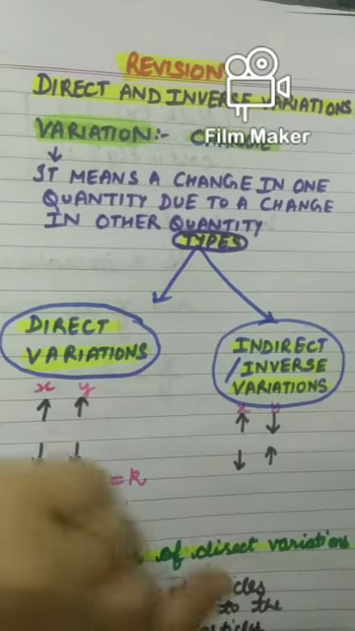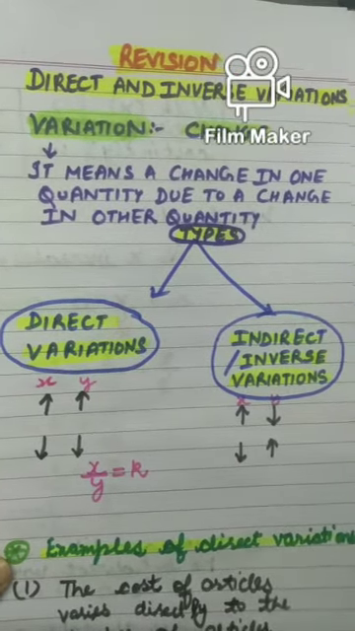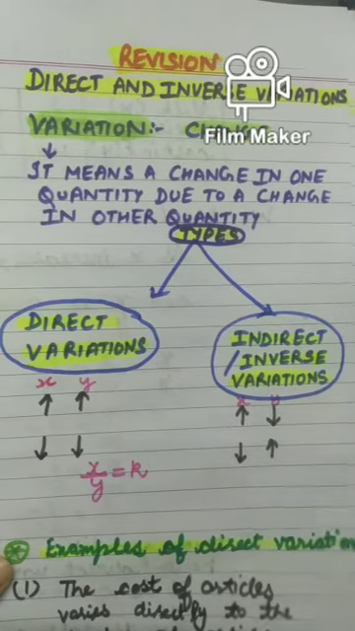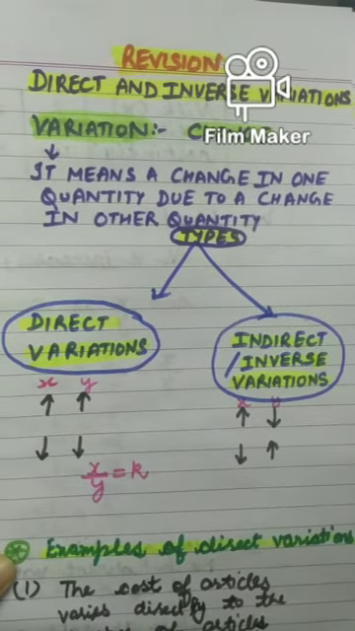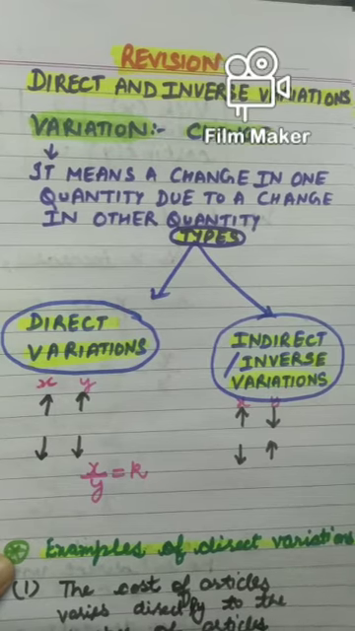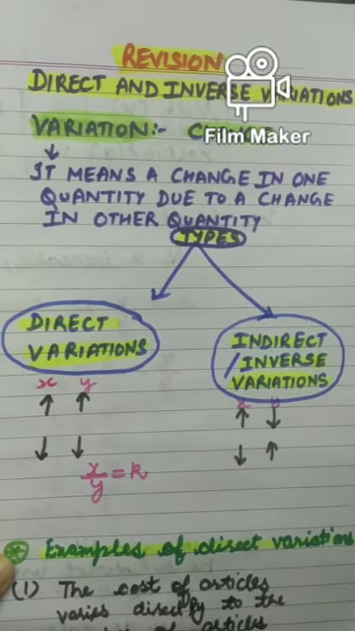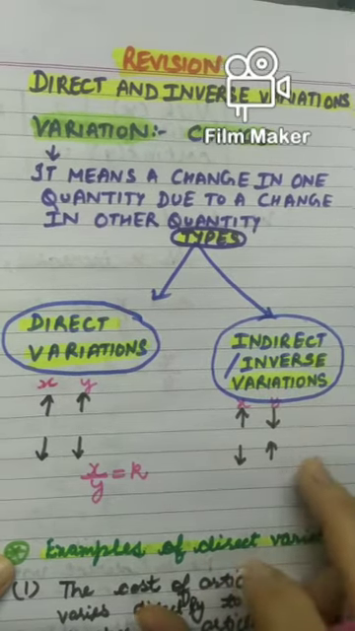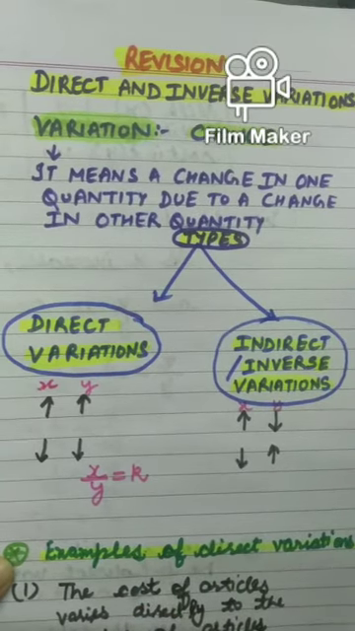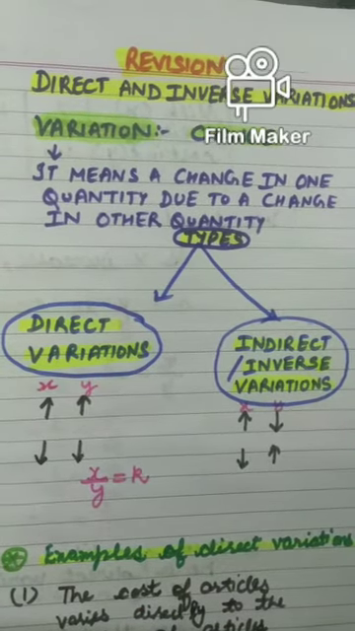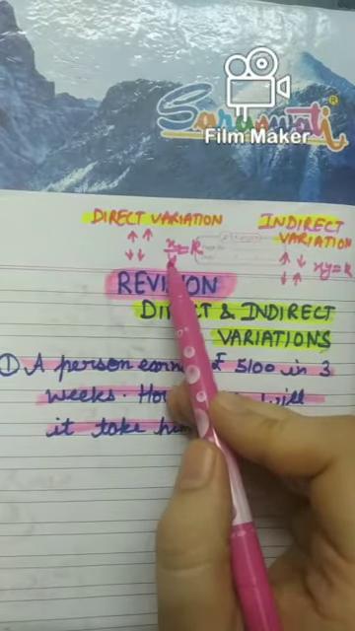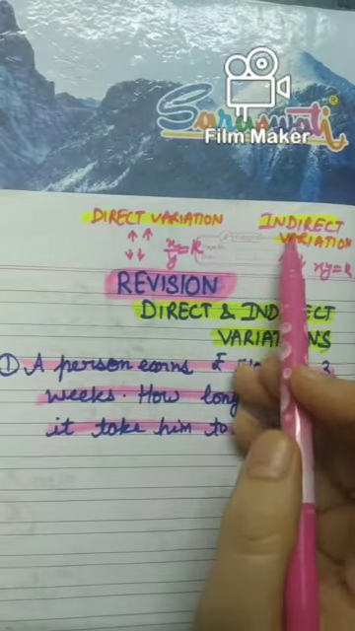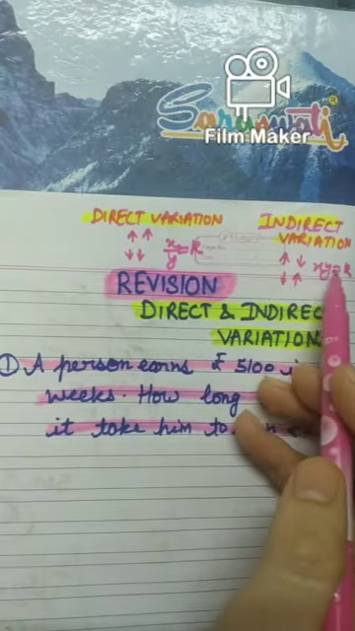For example, time taken to finish a work varies inversely to the number of men at work. Beta, see, more men at work, less time will be taken to finish the work. Less men at work, more time will be taken to finish the work. Right? So more men, less time, less men, more time. So this is the example of inverse variation. So beta, direct variation means ratio of quantities is constant. Indirect variation means product of them is constant.